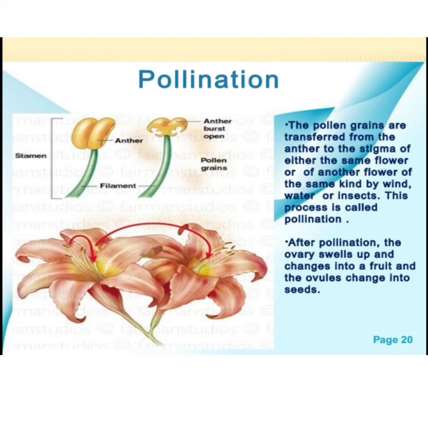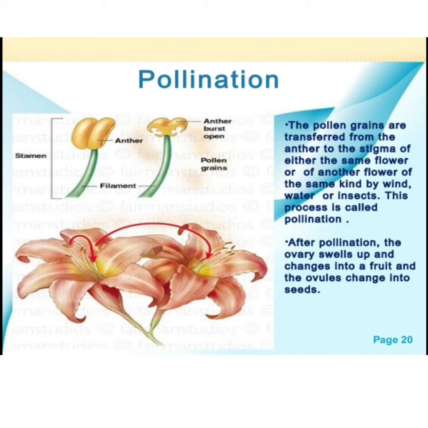Okay, so what happens after pollination? After pollination, the ovary swells up and changes into fruit. Listen students very carefully. We have seen in the structure of a flower that 2 parts are there, ovary and ovule. So this ovary part swells up and makes a fruit, and the ovule inside it changes into seeds. Understand? So whenever a question asks what the fruit's outermost part and the seed develop from, the fruit's outermost part develops from the ovary and the seed inside develops from the ovule.